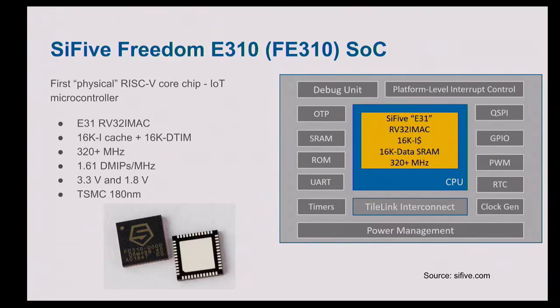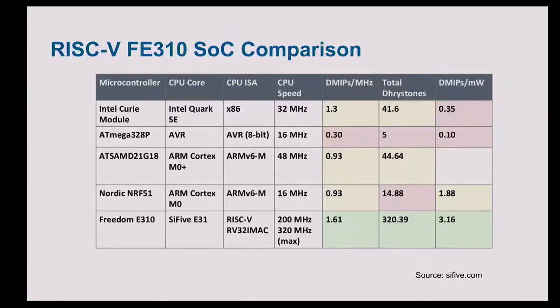It is made in 180 nanometer technology by TSMC, so it is production chip. The frequency goes up to 320 megahertz, and it is meant to be mostly IoT controller. It has a whole range of peripherals already integrated, because it is meant for it to be IoT device.